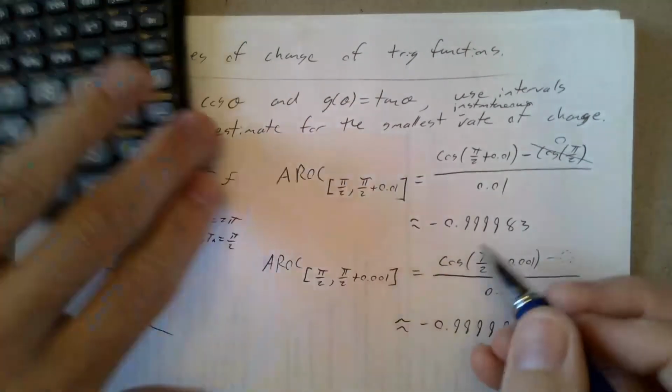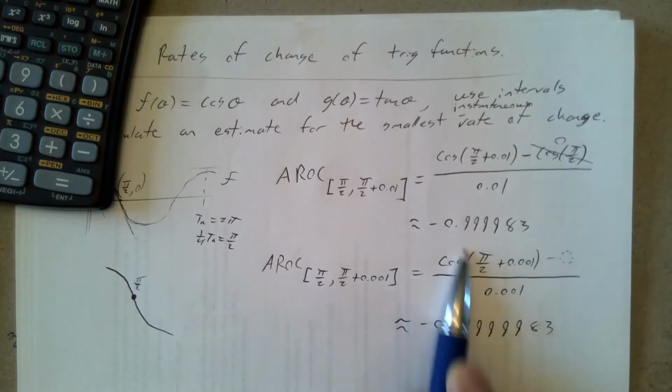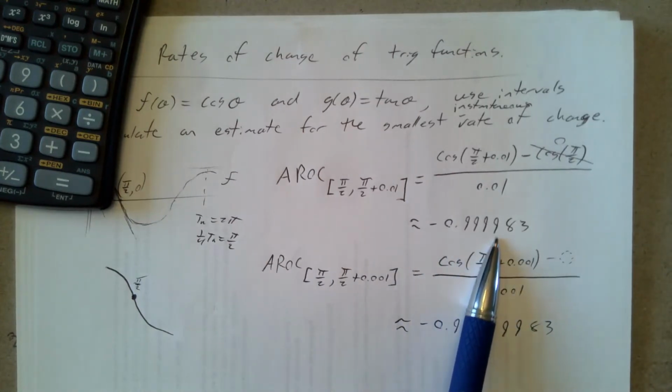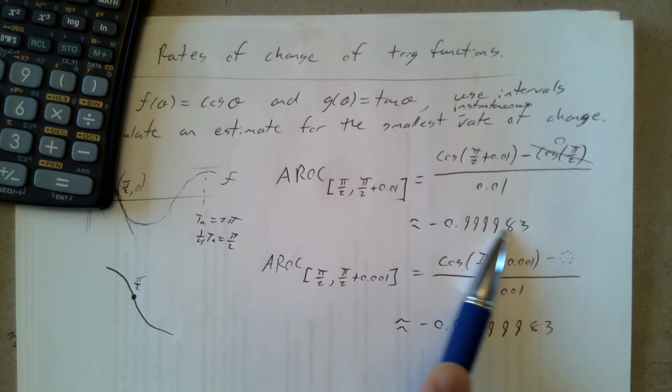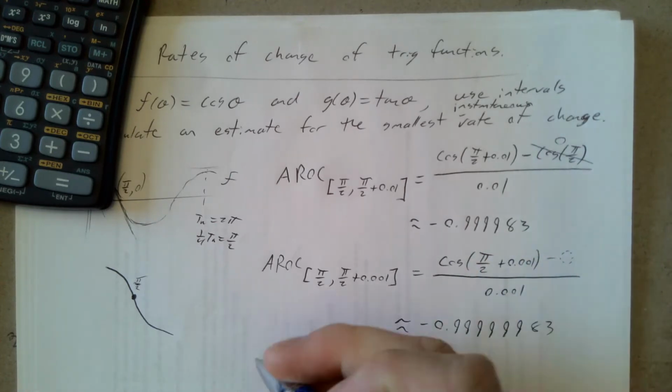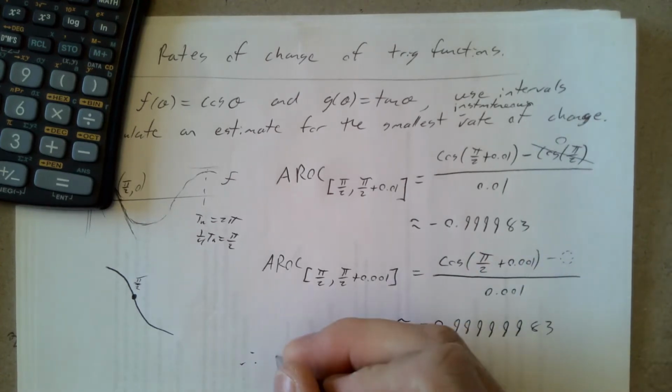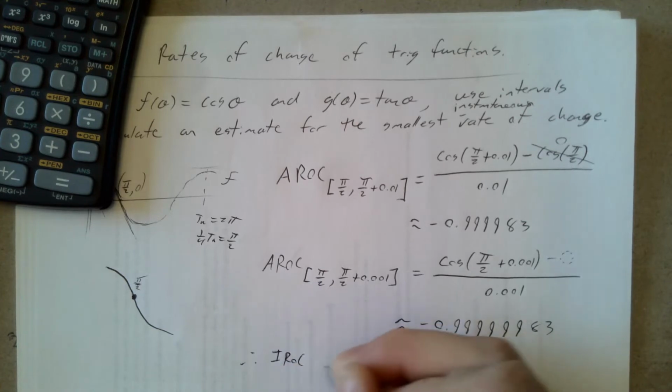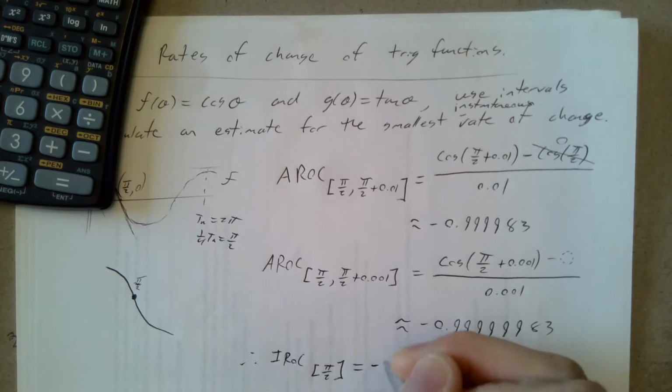And that's evidence to the nearest unit, to the nearest tenth, to the nearest hundredth, to the nearest thousandth, even to the nearest 10,000th, that my rate of change is converging towards -1. Instantaneous rate of change at pi by 2 is going to be -1, or I'm estimating it's -1.